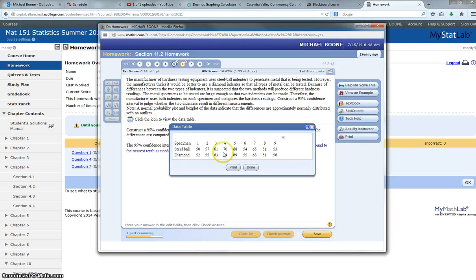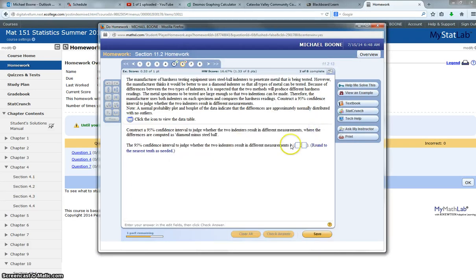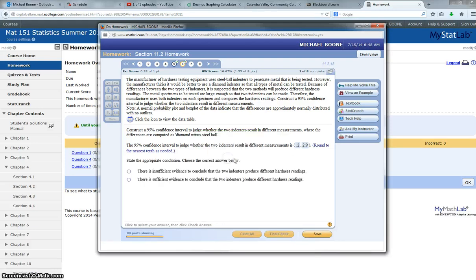If we compute this, I think they said rounded to the tenths place, so we get 0.2 to 2.9. If you had negative 2.9 to negative 0.2, I wouldn't consider that incorrect. It's just not the way they're reading it here.